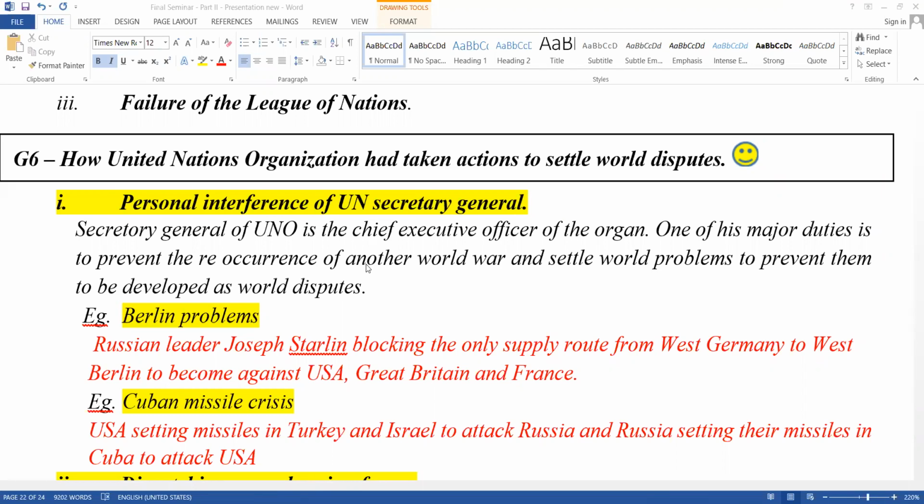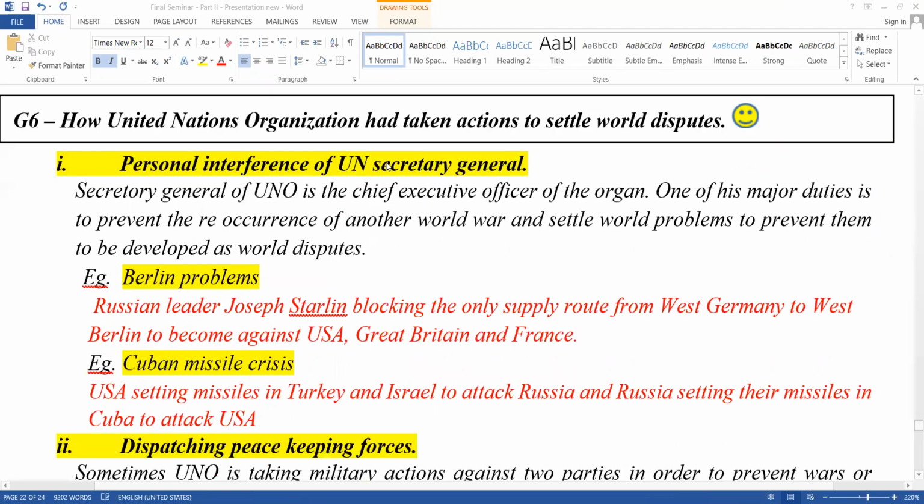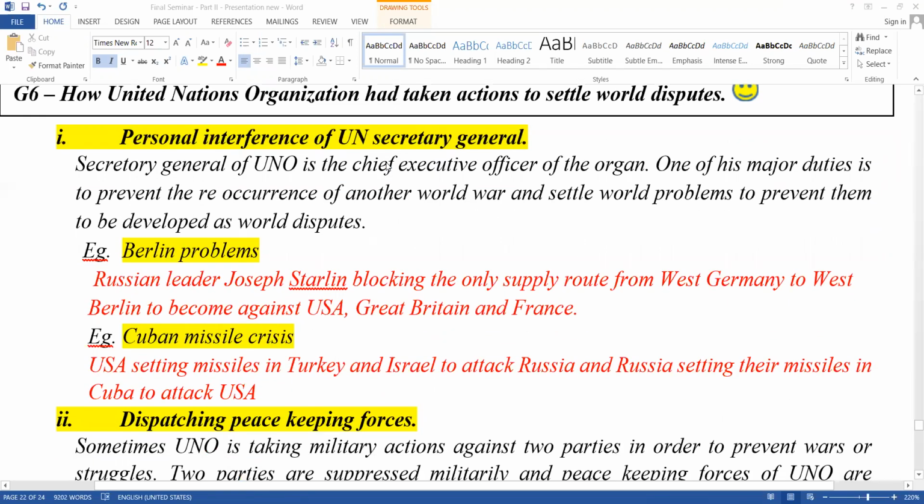So there is another, second method, dispatching peacekeeping forces. Peacekeeping forces are the forces or armies comprised of soldiers of member countries. Not every country is contributing. Some countries contribute, even Sri Lanka. They give their soldiers for peacekeeping forces in some peacekeeping processes in some places.